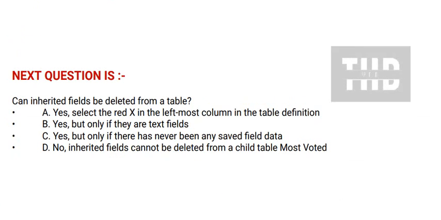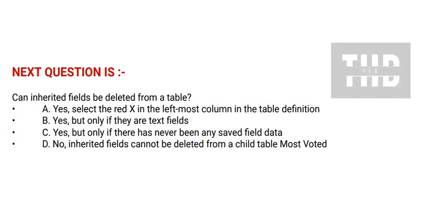Next question is, can inherited fields be deleted from a table? Option A, yes. Select the red X in the leftmost column in the table definition. Option B, yes, but only if they are text fields. Option C, yes, but only if there has never been any saved field data. And option D, no, inherited fields cannot be deleted from a child table. And the correct answer is option D.